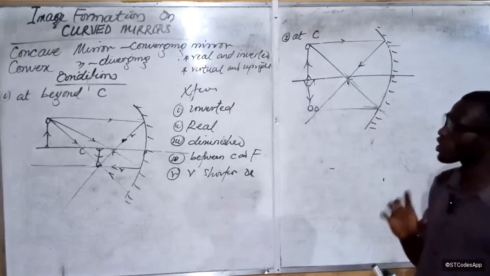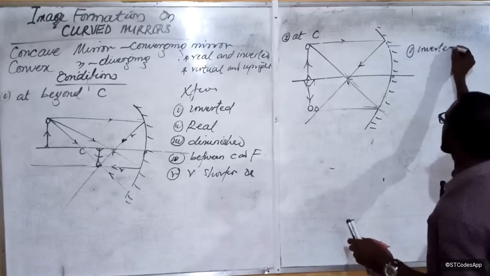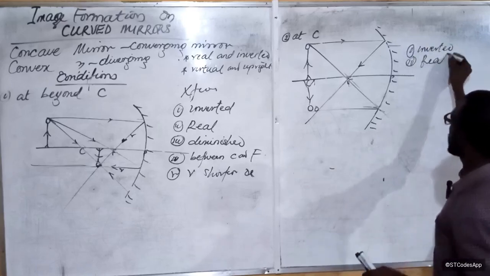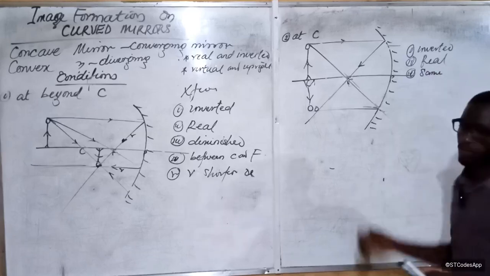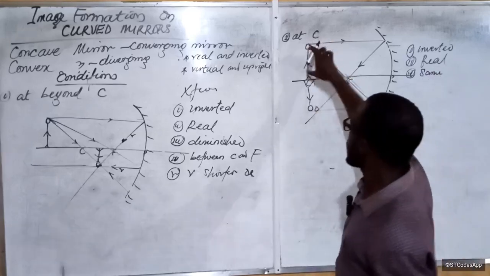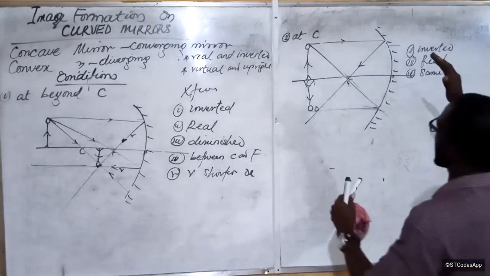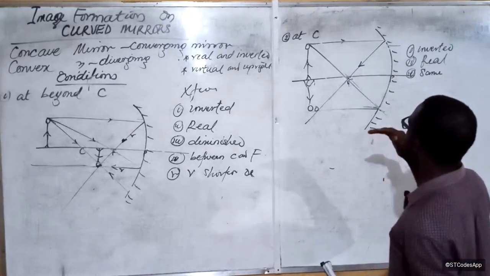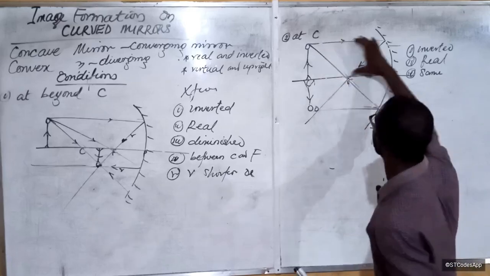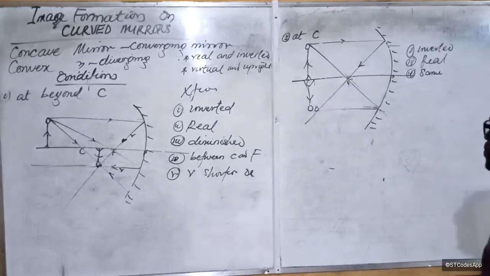The size is almost equal. So what does that tell you? The image will first be inverted. So if it's inverted, it will be real, isn't it? It will be real. But how about the size? The size will be the same. So notice the image I formed and the object, it's almost the same. If this were an accurate diagram, it should give you the same size, right?